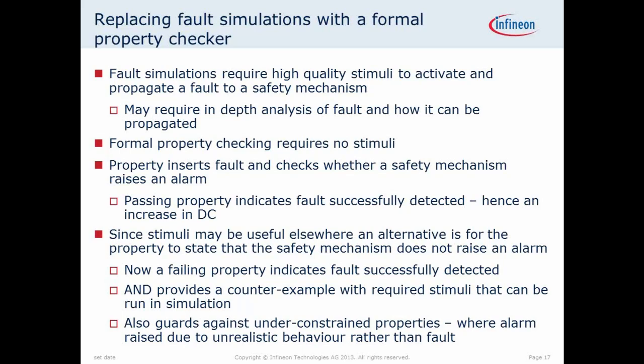But since the stimuli may be useful elsewhere, as I said earlier, an alternative is for the property to state that the safety mechanism does not raise an alarm. So you change the sense of the property, and now a failing property indicates the fault is successfully detected. And on top of this, you get a counterexample. So the tool will tell you the stimuli you need to apply in order to trigger the fault and propagate it to a safety mechanism.